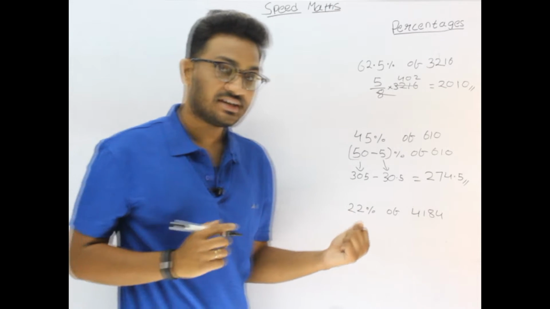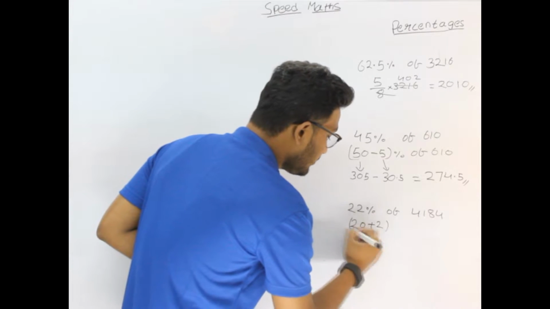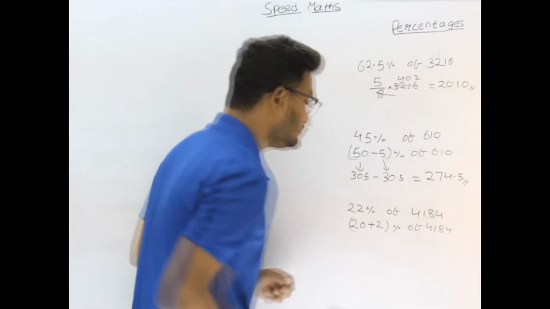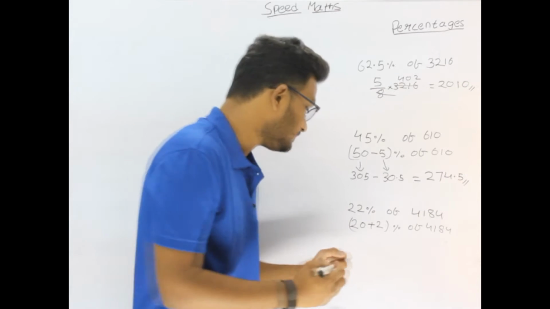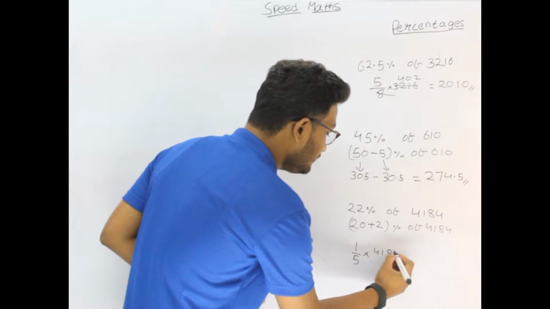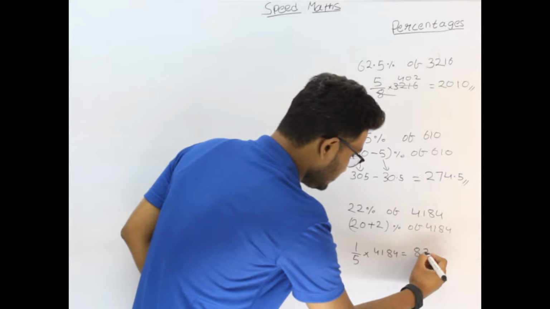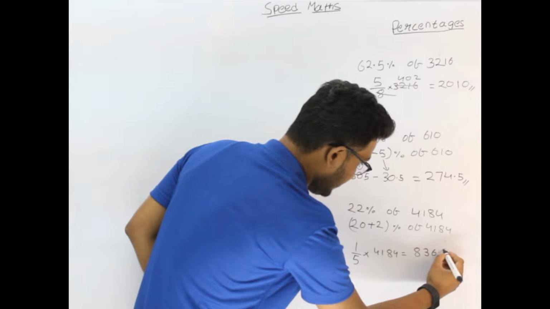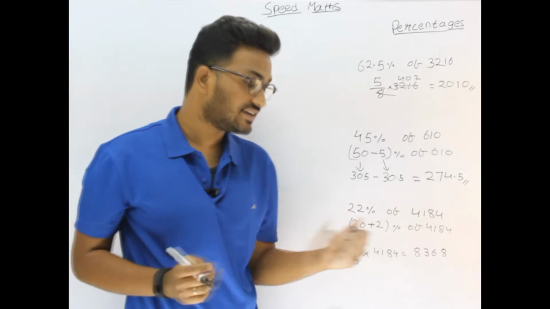Here 22 can be split as 20 plus 2% of 4184. Now we all know that 20% is 1 by 5. So 1 by 5 into 4184 will give us 836.8, and we know that 20% is 836.8.